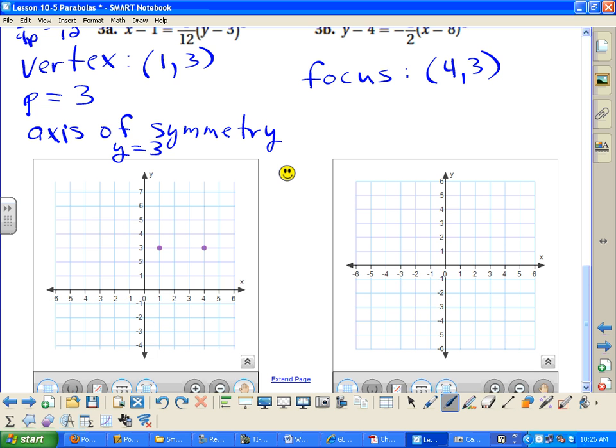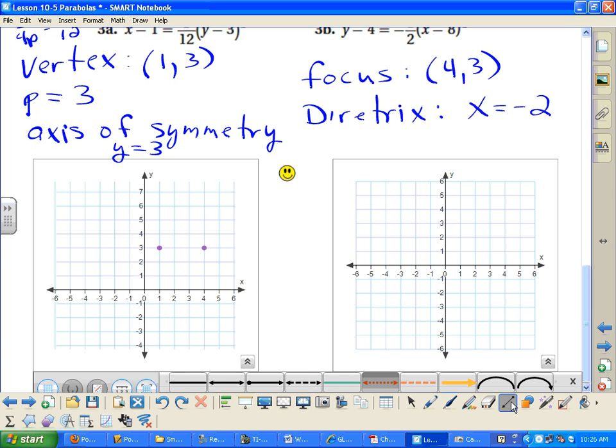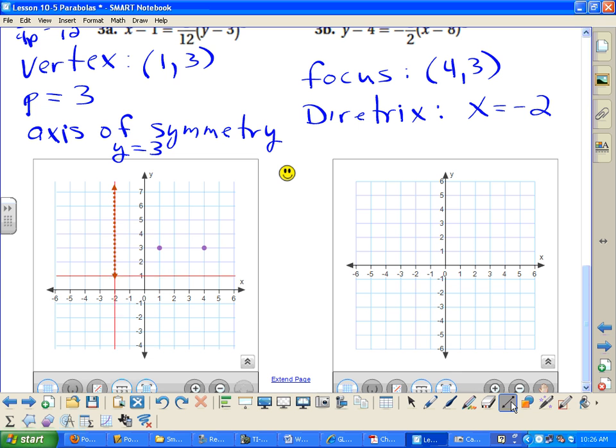All right, the directrix then is going 3 the other way. So if I went 3 to the right, I got to go 3 to the left, and that puts me at -2. So that's going to be X equals -2. Because it's a vertical line. Since I'm opening horizontally, the directrix is a vertical line. So we've got our directrix would be here.